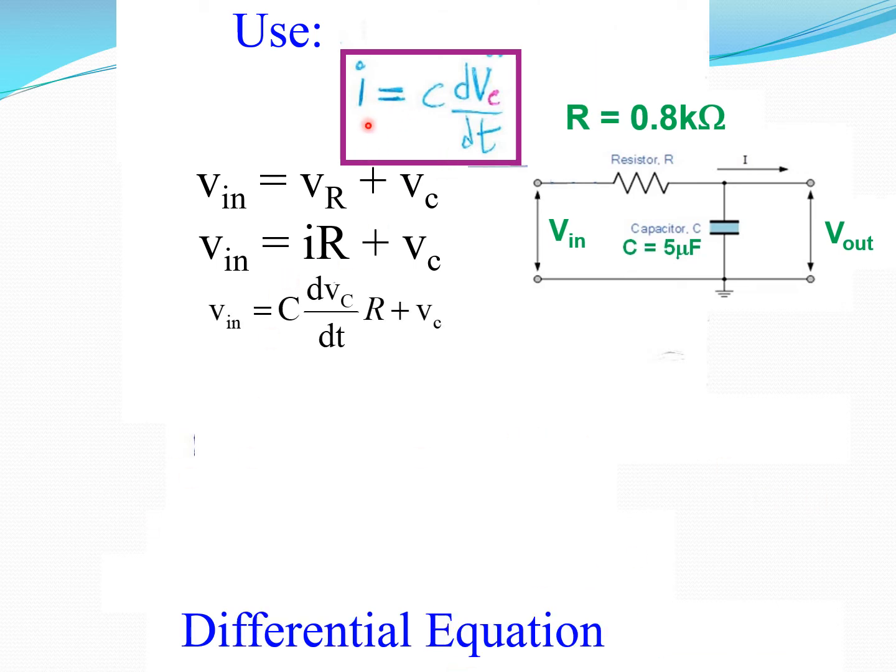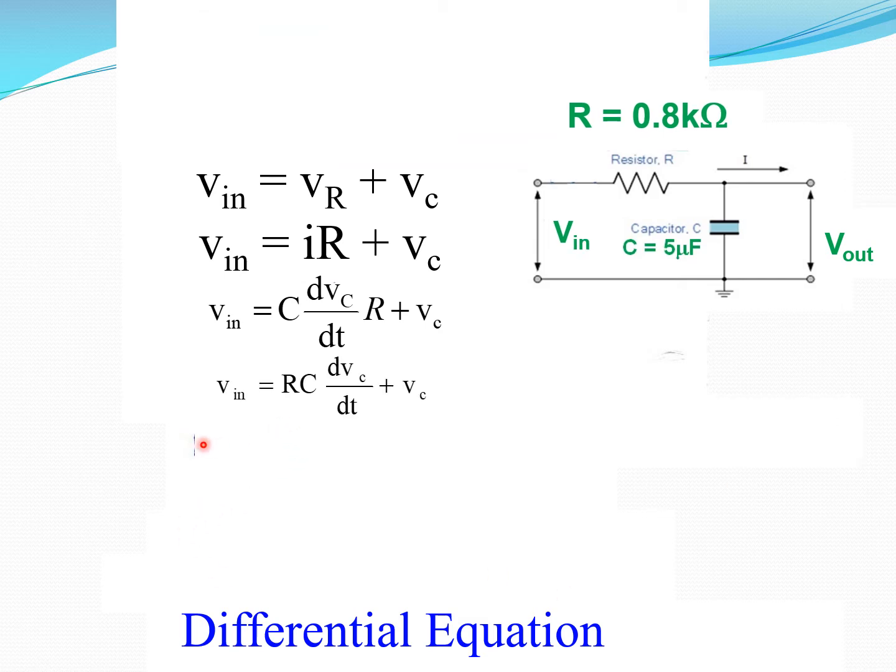So we know that I is equal to C by dVc/dt. So we substitute that in for that I there. So Vin is equal to C by dVc/dt times R plus Vc. And now in the next slide, we'll just do a simple tidying up. We'll factor the RC out front. So there you go. Vin is equal to RC by dVc/dt plus Vc. And that now essentially is our basic differential equation.